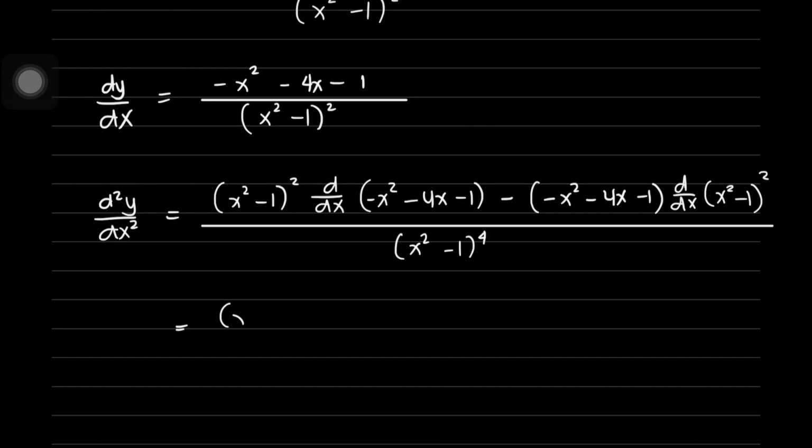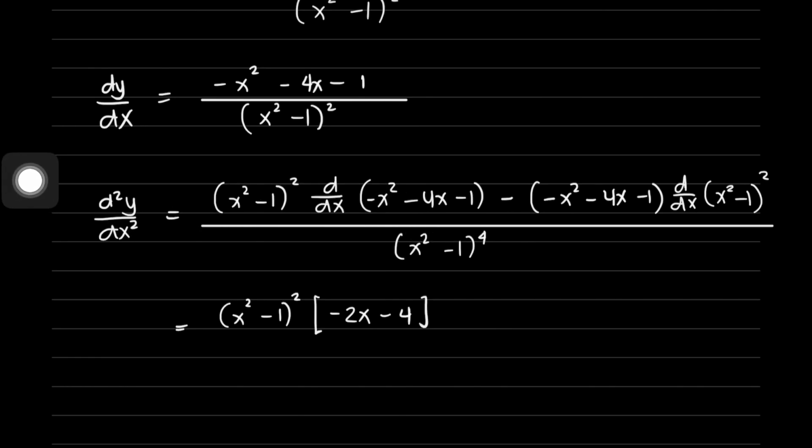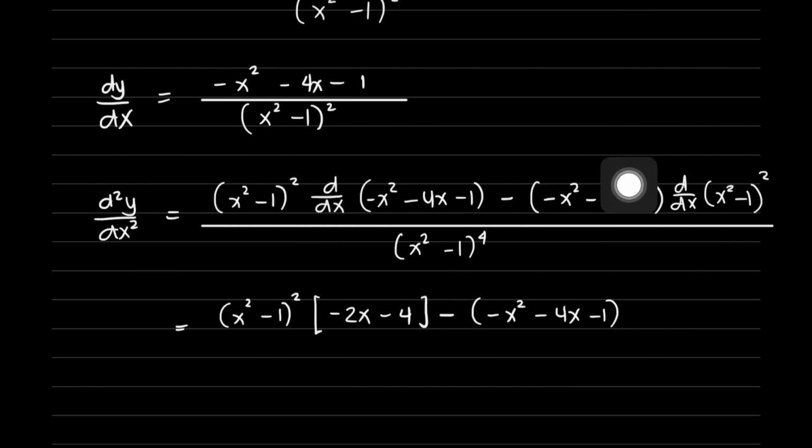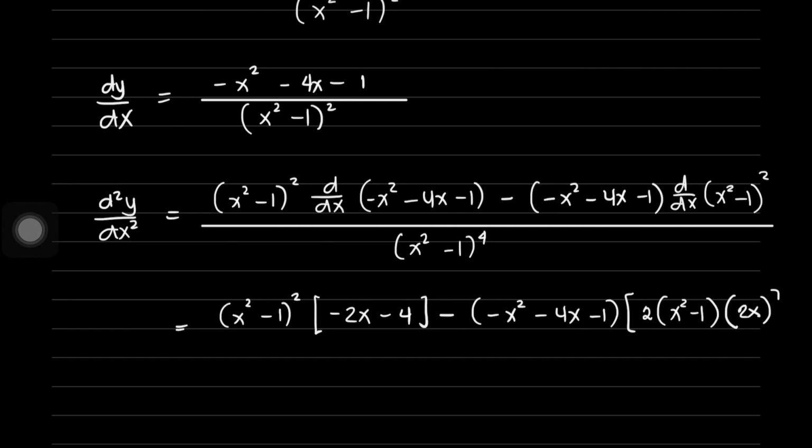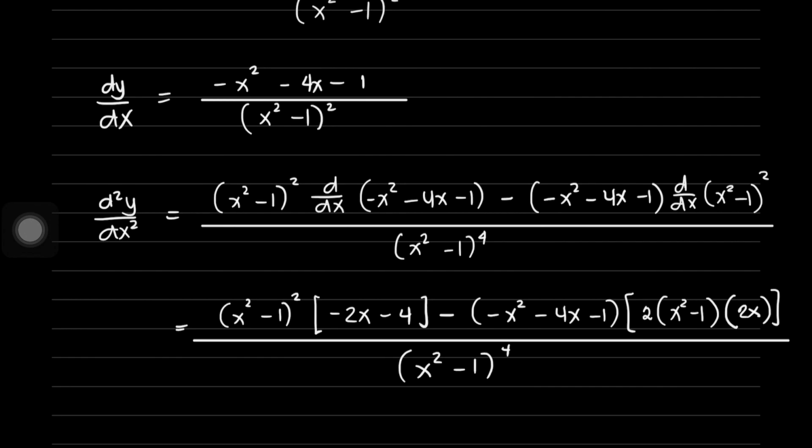So this is now equal to x squared minus 1 raised to the second power multiplied by the derivative of negative x squared, which is negative 2x, the derivative of negative 4x is negative 4, and the derivative of negative 1 is 0, minus negative x squared minus 4x minus 1 multiplied by the derivative of x squared minus 1 raised to the second power, that will give us 2 times x squared minus 1 raised to 2 minus 1, so that is basically equal to 1, multiplied by the derivative of x squared minus 1, which is 2x, all over x squared minus 1 raised to the fourth power.